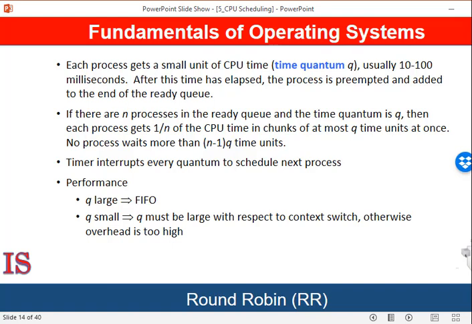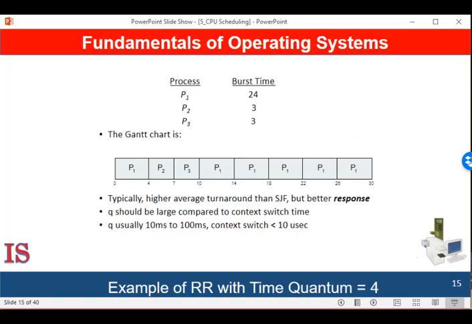If the CPU burst of the currently running process is longer than one time quantum, the timer will go off and will cause an interrupt to the operating system. A context switch will be executed, and the process will be put on the tail of the ready queue. The CPU scheduler will then select the next process in the ready queue. The average waiting time under round-robin policy is often long.